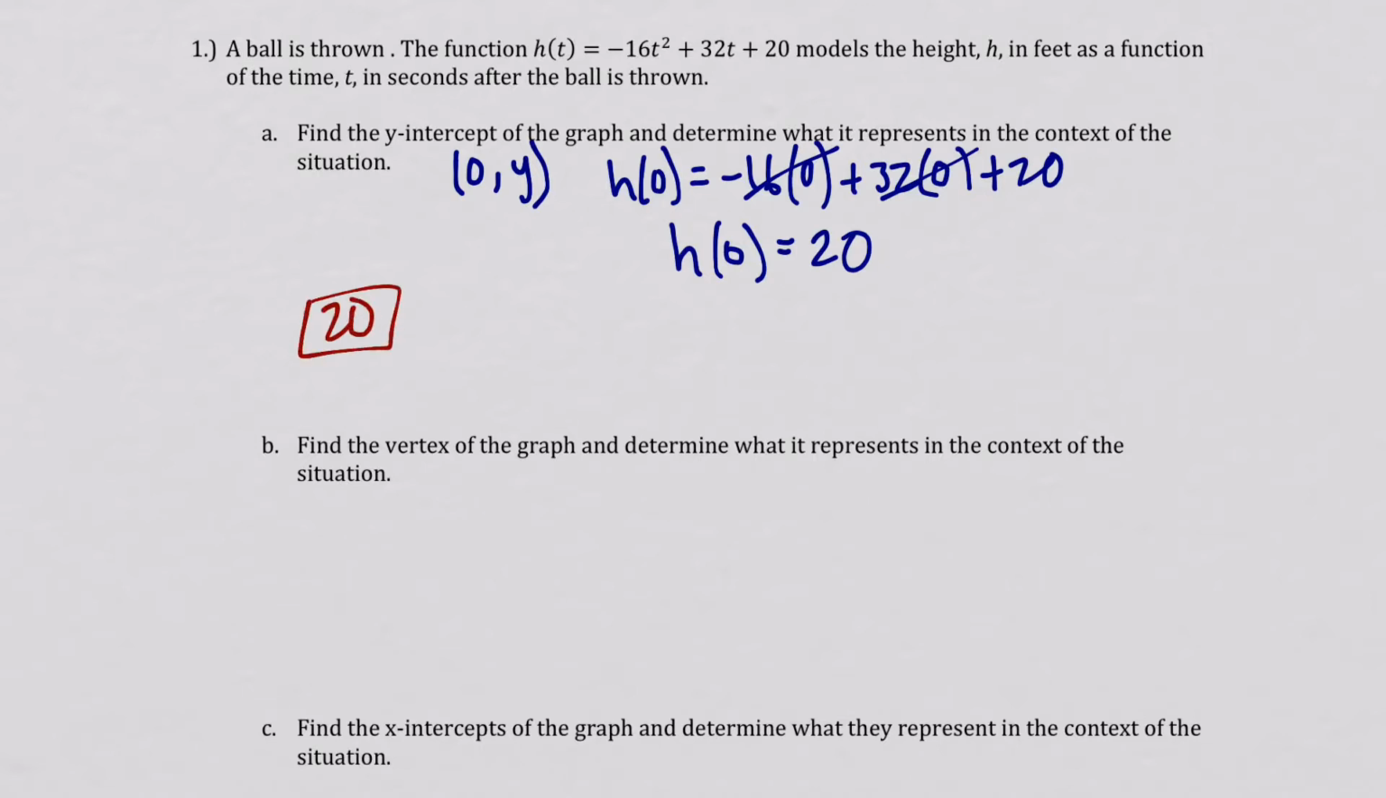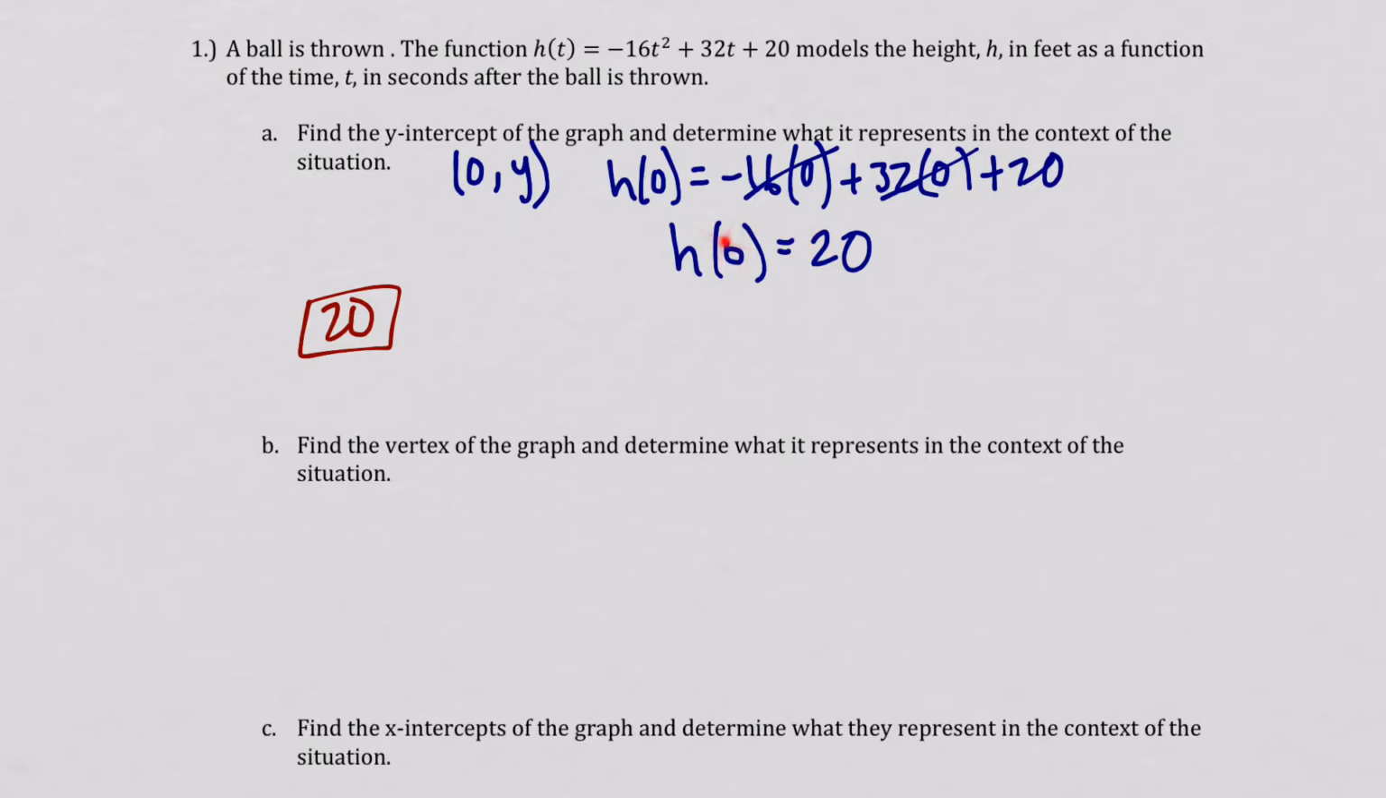The second part of the question is to determine what it represents in the context of the situation. So we know the y-intercept is 20 for the graph. What does it represent for this ball that is being thrown? You should think: 0 means time equals 0 and 20 equals height. So (0, 20) means that the time is 0 and the height is 20, which is what we just found. So what does that represent?